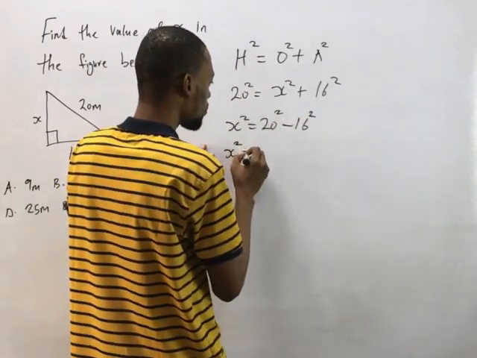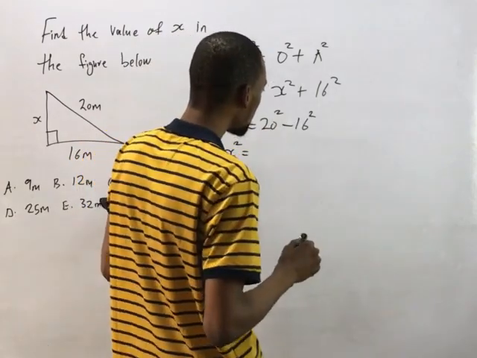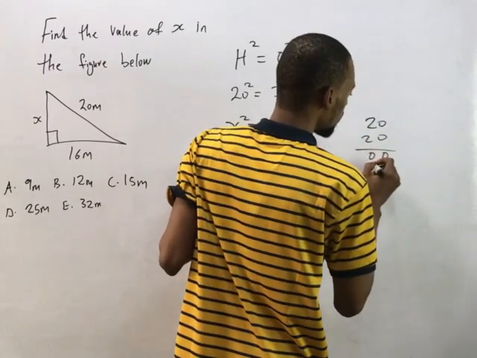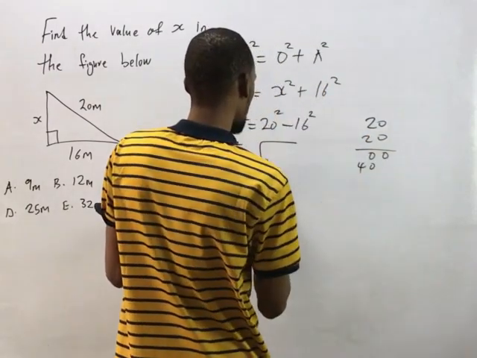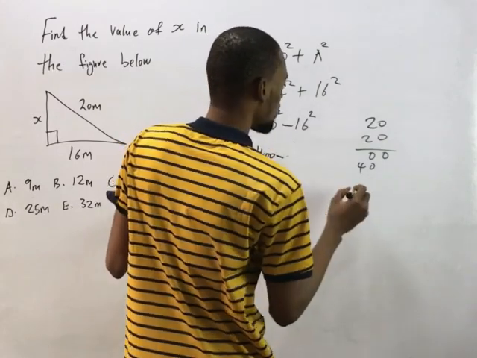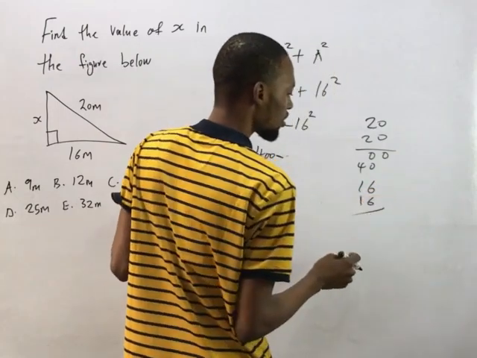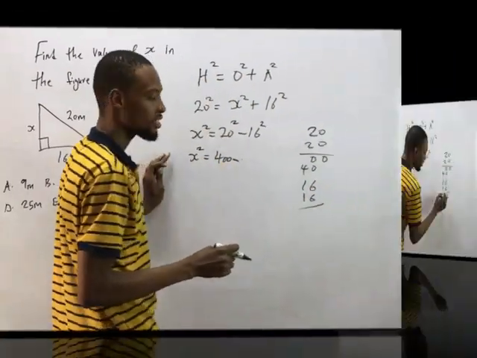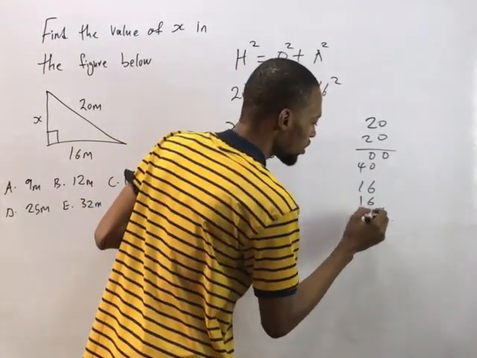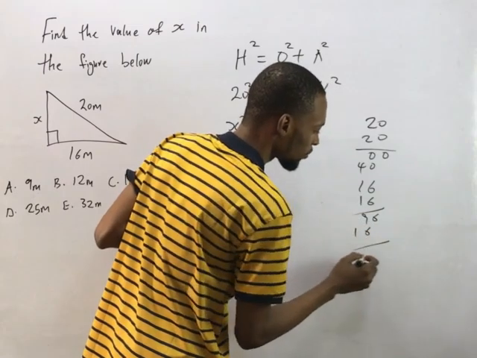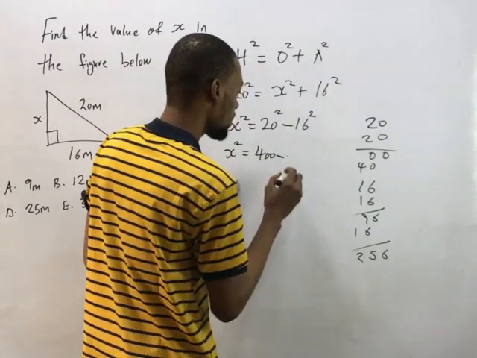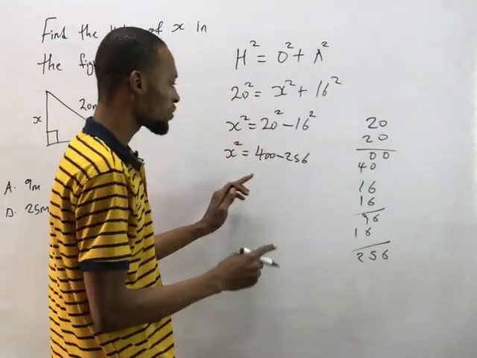So S square will be equals 20 square is 20 times 20. 0, 0, 0, 4. So this is 400, right? 400 minus 16 square is 16 times 16. 6 times 6 will give you what? 36. Is 6 plus the 3 we carried. 7, 8, 9. To give you 9. 1 times 6 is 6. 1 times 1 is 1. So this will give you 6. 15 carry 1. Add the one we carried. So here is 2, 5, 6. So we've arrived at this.